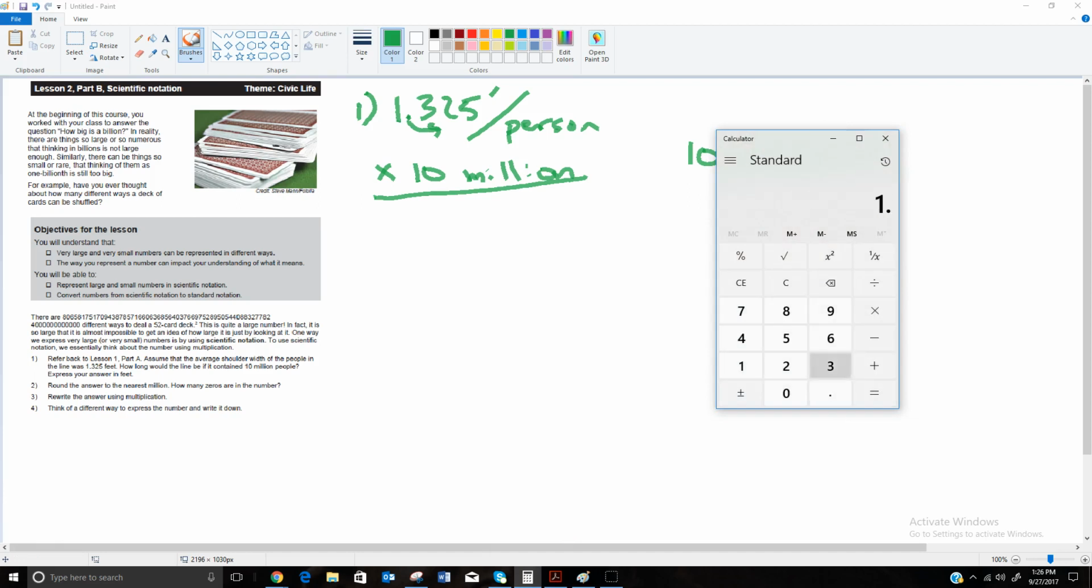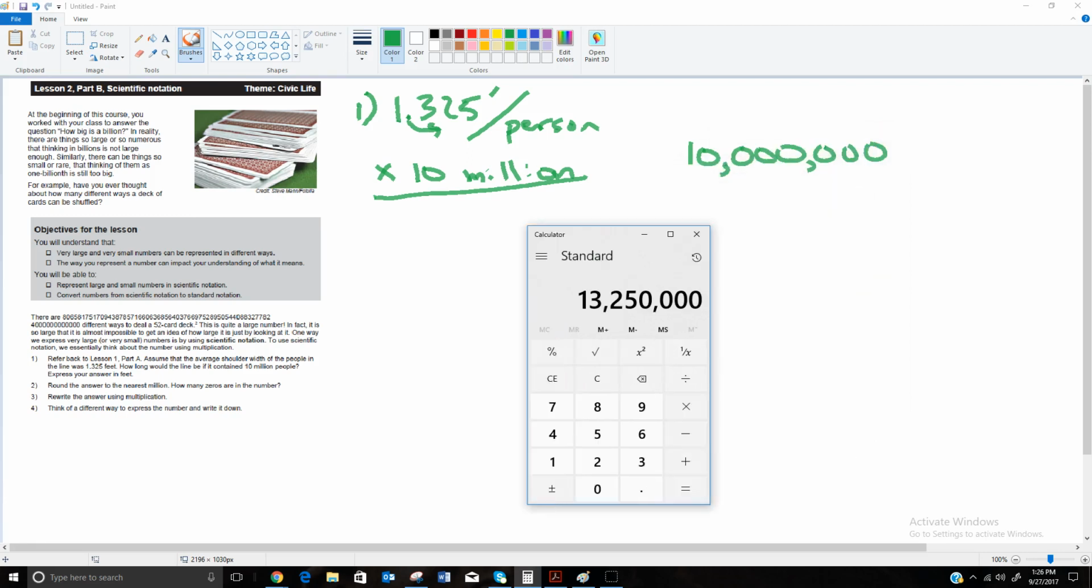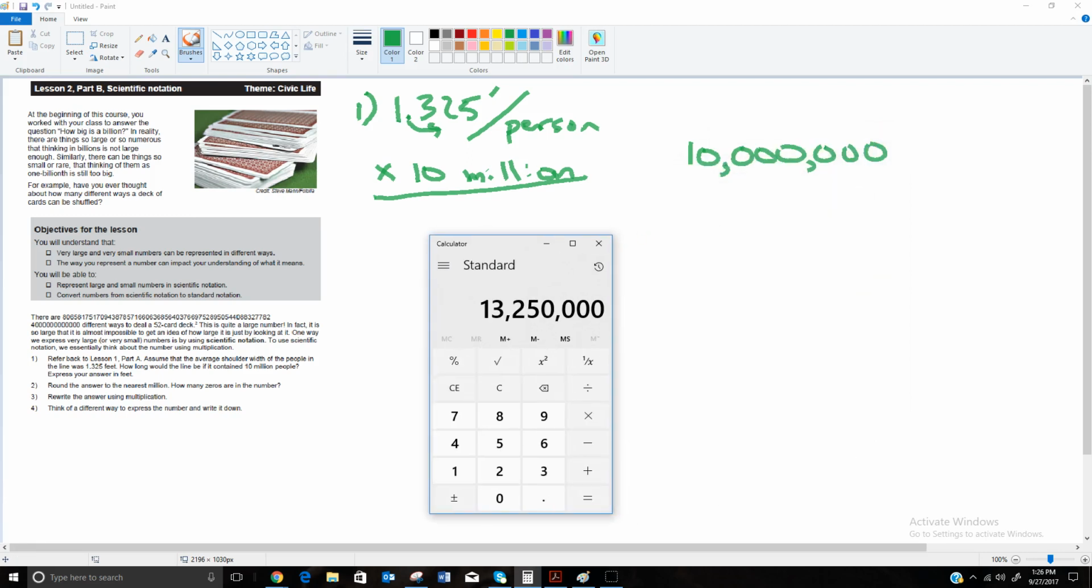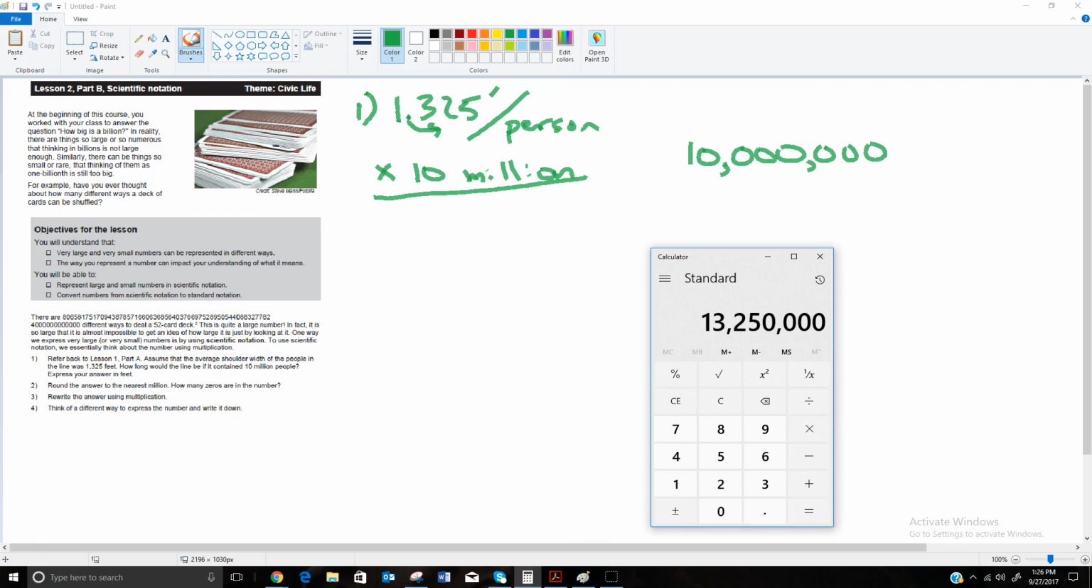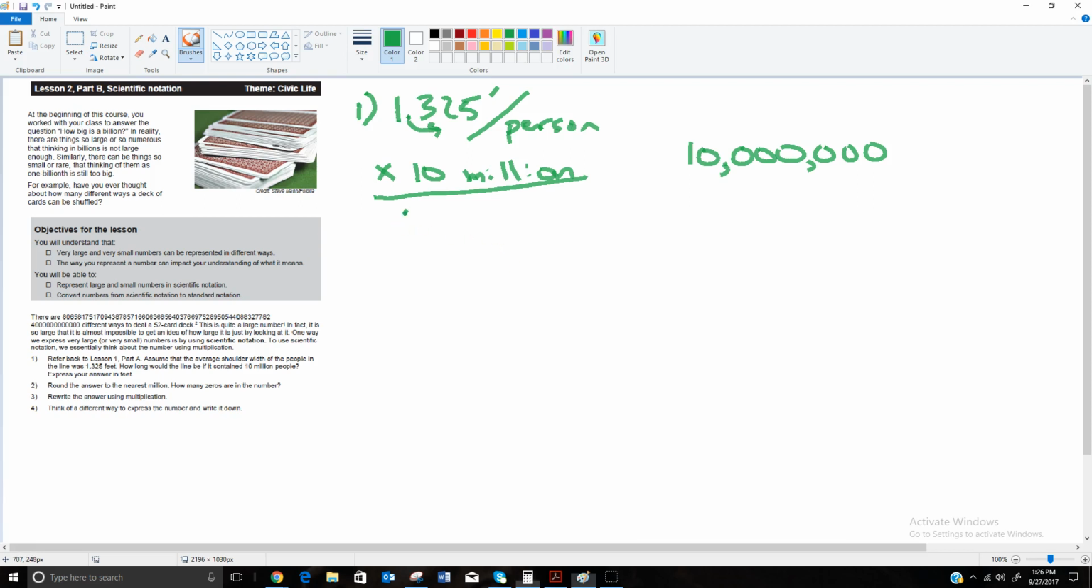So 1.325 times 10 million would result in 13,250,000. Again, that's just taking the decimal that was here and moving it 1, 2, 3, 4, 5, 6, 7 decimal places. So we have 13,250,000 for our answer there. Now it says round the answer to the nearest million.